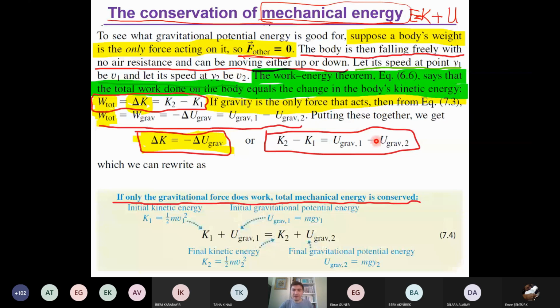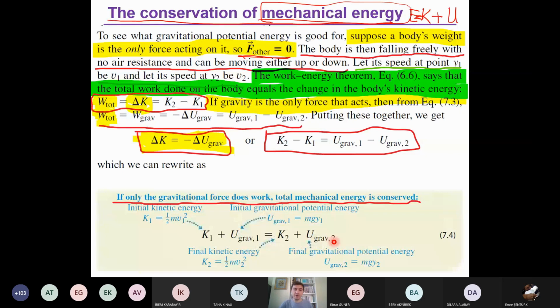So if you take this K1 to the right side, and if you take this U2 to the left side, finally you can get this type of expression. Look at equation 7.4, this one. K1, the initial kinetic energy of the particle, plus U gravitational 1, the initial gravitational potential energy of the particle, is equal to K2, the final kinetic energy of the particle, plus the final gravitational potential energy of the particle.